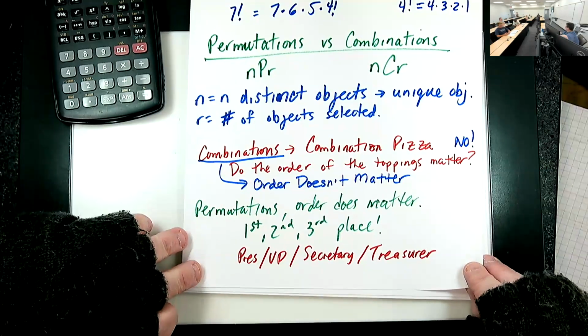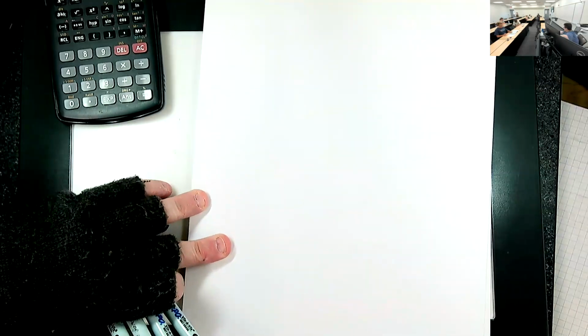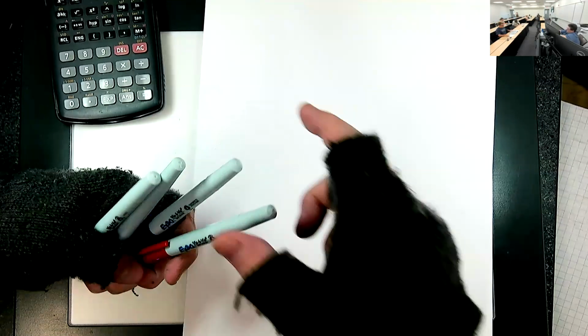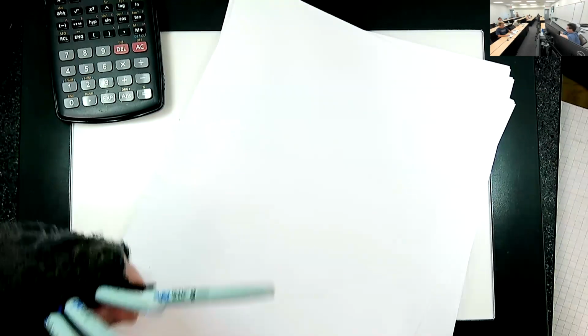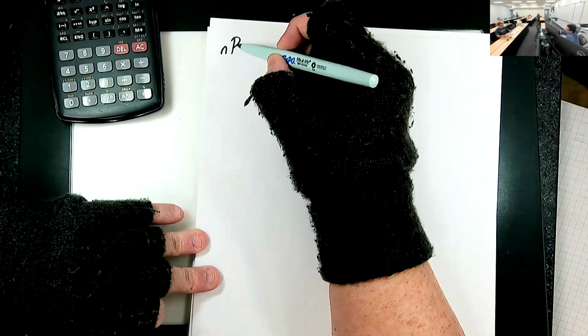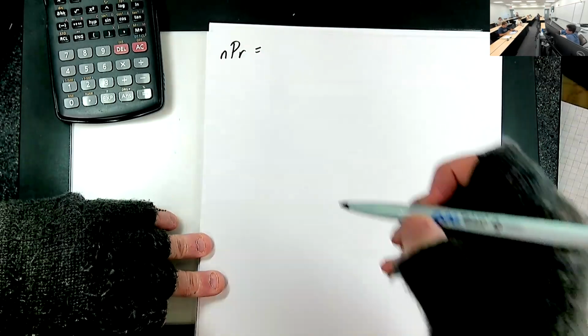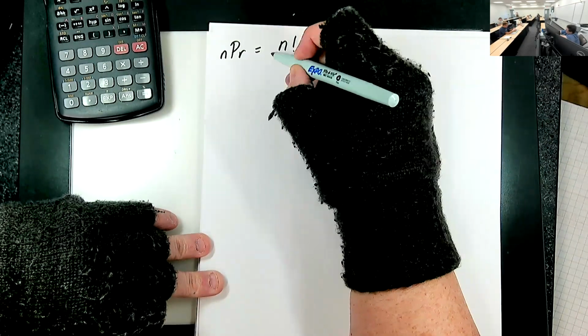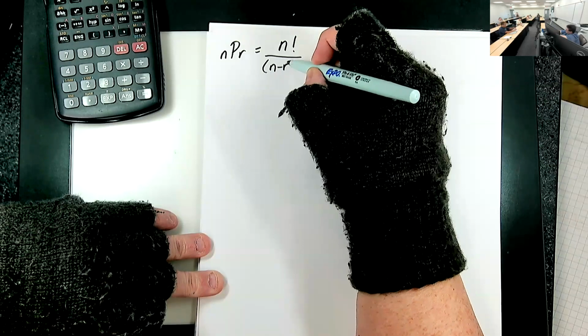Let's get back to this right here. Okay, so what is the formula for nPr? We went over factorials, so guess what's in it? Factorials. nPr is n factorial over (n minus r) factorial.